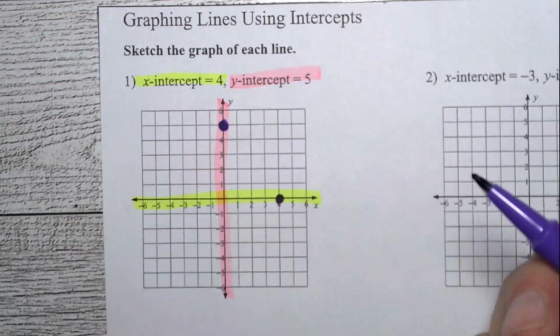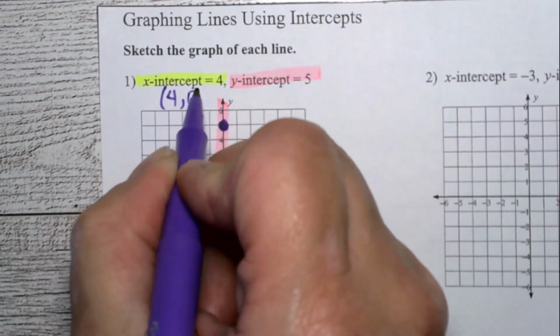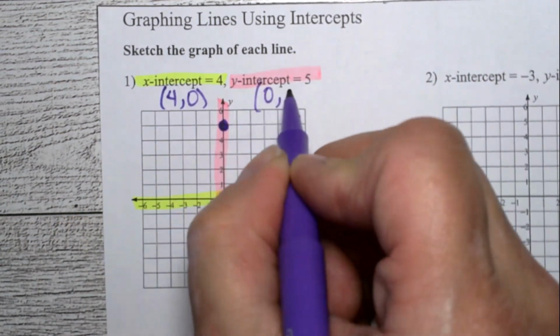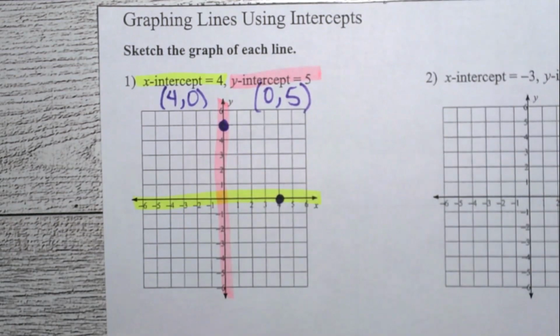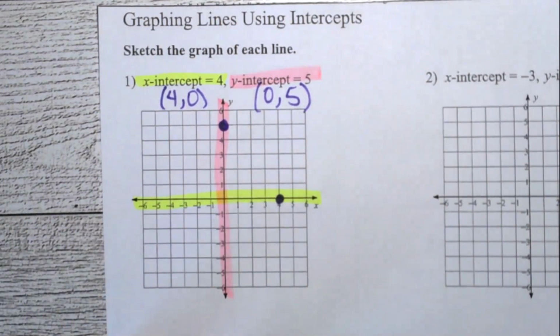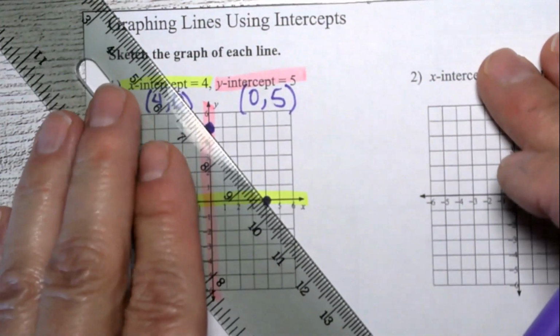You have to be able to write these points out normally too. This is x is 4, there is no y, so y is 0. This guy, the x is 0 and the y is 5. Once you draw those 2 points, you connect the line, and we're done with that problem.